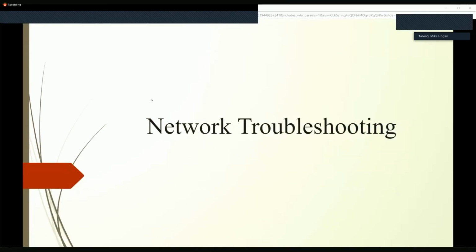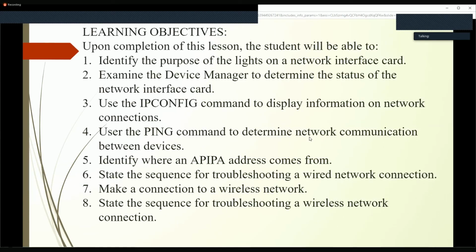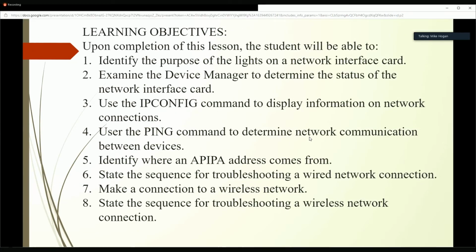Okay, let's take a look at network troubleshooting. And I think some of this, he kind of went over a little bit in that video, and so we'll take a look at it, and then you can also do a lot of this on your own machine as well.